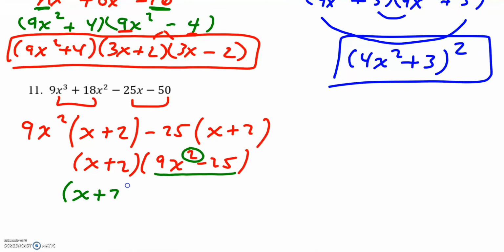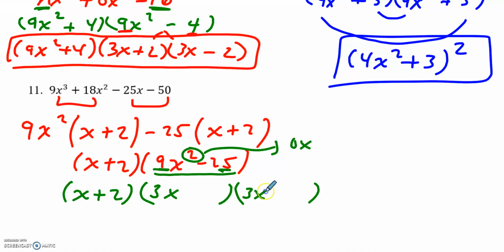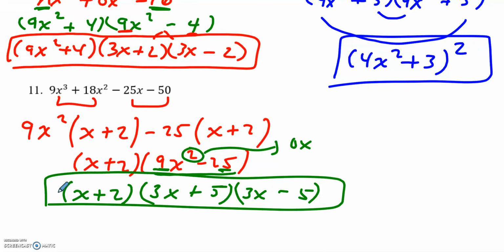So I still have my x plus 2 here, but if I want my middle term to technically be 0x, and I have perfect squares here and here, I would have 3x times 3x gives me 9x squared, 5 times 5 gives me 25. Middle term of 0, 1 positive and 1 negative. Now I've gotten this down to all my x's being x to the first, which is a good thing. Remember the previous example, I couldn't factor this because of that plus sign.